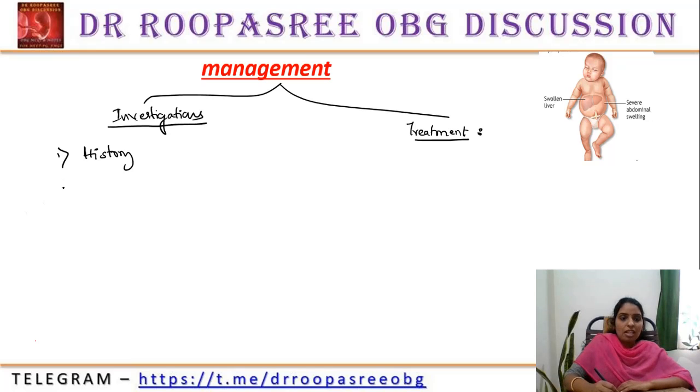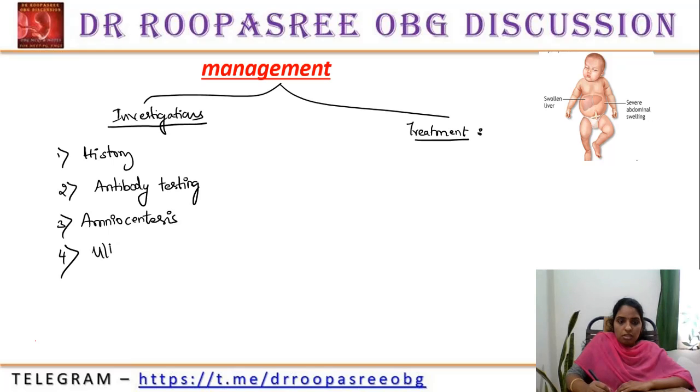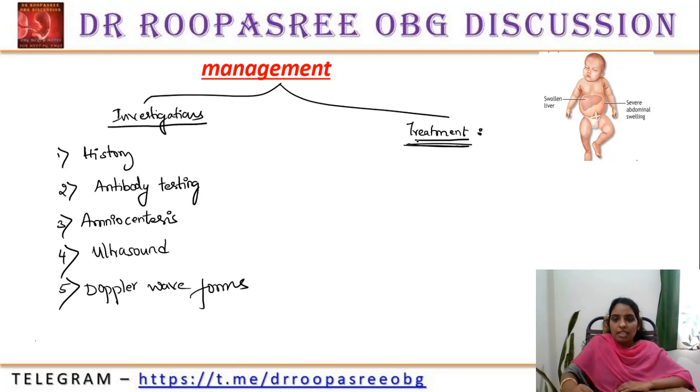Next is antibody testing. Third is amniocentesis. Fourth is ultrasound. Fifth is Doppler waveforms. Treatment will come in the next slides.